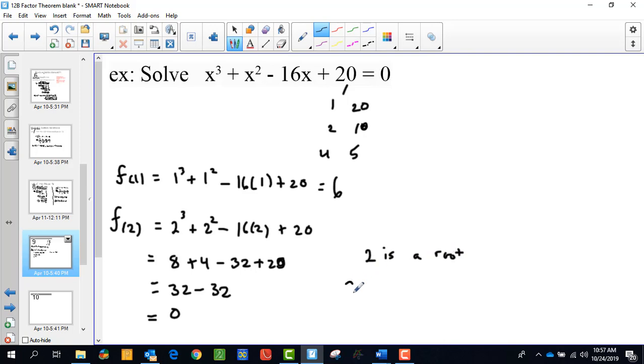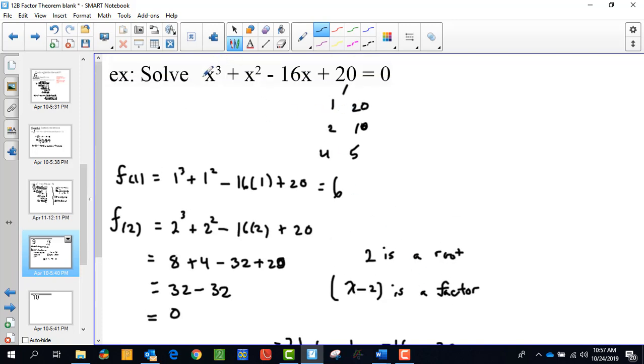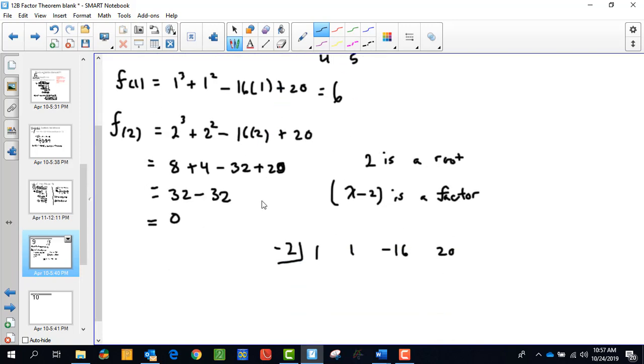And if 2 is a root, then that means that x minus 2 is a factor. And if x minus 2 is a factor, then what we're going to do is we're going to divide by that. So we're going to use synthetic substitution because it's quicker. So we're going to put minus 2 there. And then it's 1, 1, minus 16, and 20. Because if you look back up here for a second, those are the coefficients, 1, 1, minus 16, and 20.